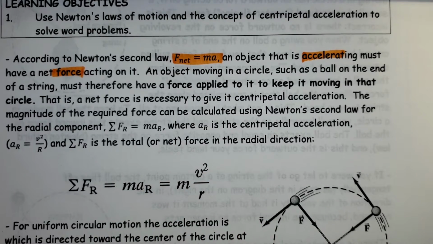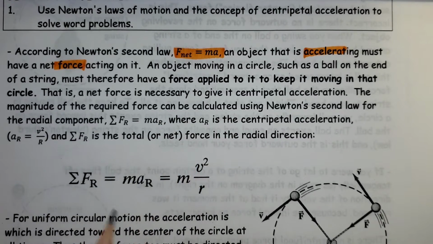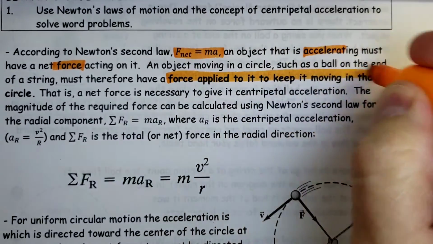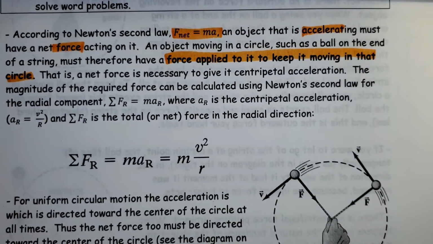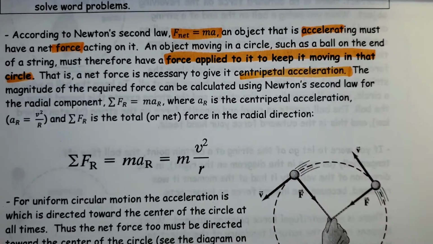An object moving in a circle, such as a ball on the end of a string, therefore must have a force applied to it to keep it moving in that circle. So that's a key thing to note as well. That is, a net force is necessary to give it centripetal or radial or circular acceleration. The magnitude of the required force can be calculated using Newton's second law for the radial component or circular component.